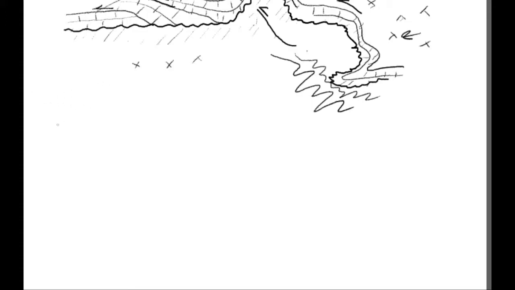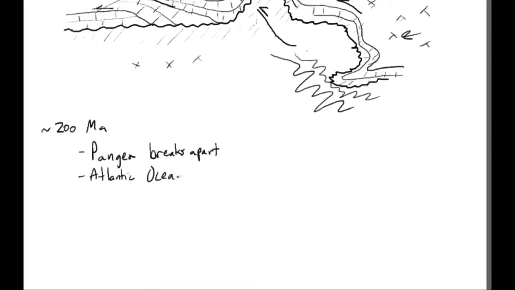Okay, the next thing that's going to happen that's not really represented on that strat column, though, around 200 million years ago, Pangaea. So we've made the supercontinent Pangaea by colliding things together. Pangaea is going to break apart. Pangaea breaks apart. Atlantic Ocean forms.